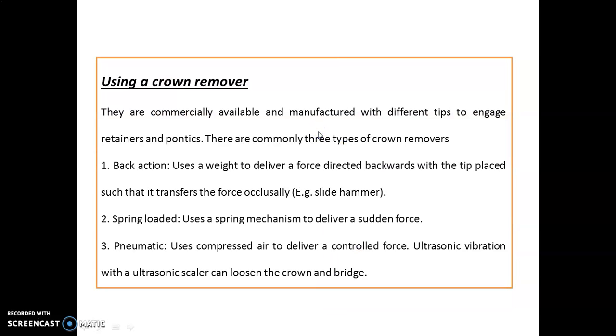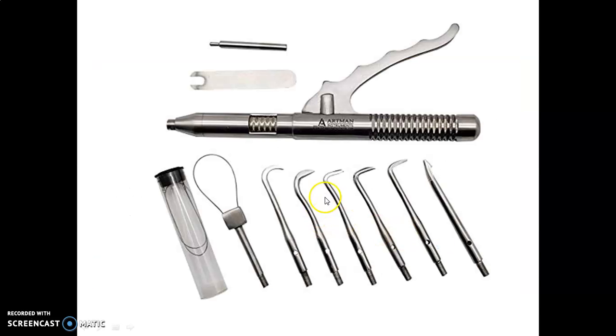Then comes the most commonly used technique, that is crown removers, because it comes with different tips to engage retainers and pontics. So we have three types of crown remover. The commonly used one is your spring loaded, in that a spring mechanism is used to deliver a sudden force. Then comes the back action, where a weight is delivered backward with the tip placed such that it transfers the force occlusally. Example, that is slide hammer. Then comes the pneumatic. Here we use compressed air to deliver a controlled force. Then ultrasonic vibration with ultrasonic scaler can loosen the crown and bridge. So these are examples of crown and bridge removers and different tips.